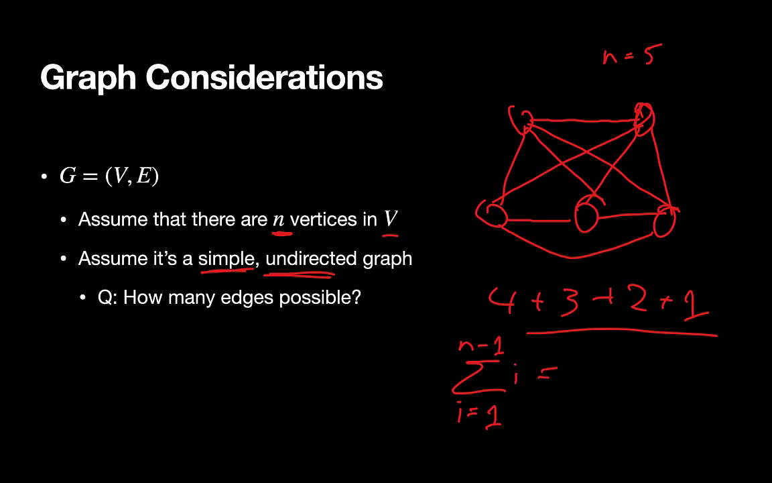Okay, so we can apply the formulas that you've already seen and used often in this class. So n minus 1 times n minus 1 plus 1, which is just n, over 2. So our answer is n times n minus 1 over 2. That's the maximum number of edges that are possible in a simple undirected graph.